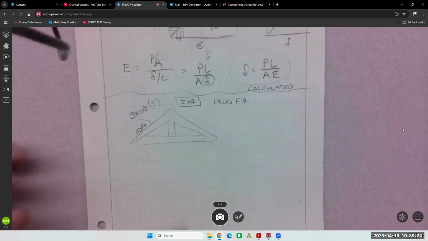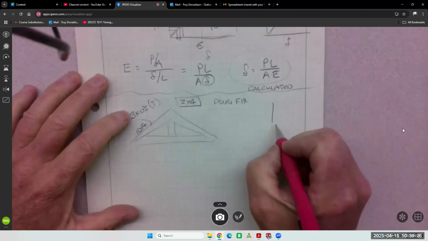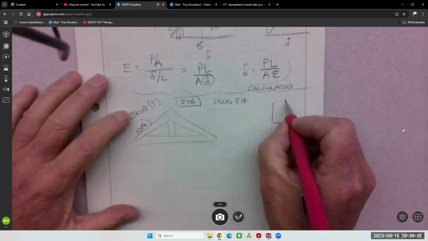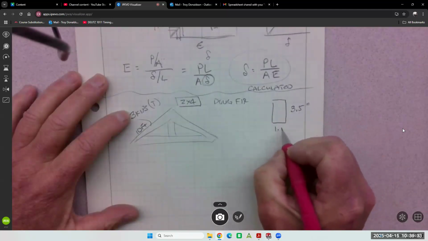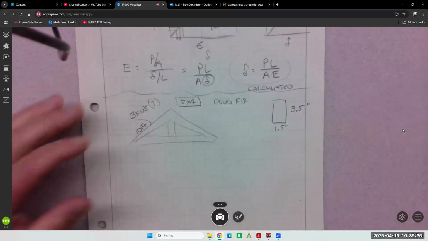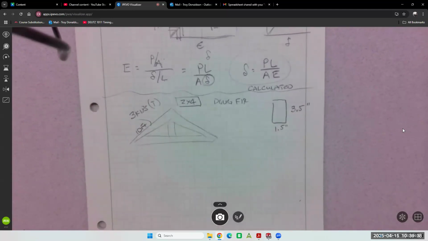So how big is a 2x4? 1.5 by 3.5. 3.5 inches by 1.5 inches. And we want to know, so the question would be, how much does it deform? Tension means it's going to do what? Get bigger or smaller? Bigger. It's pulling apart. Tension means it's being pulled apart.